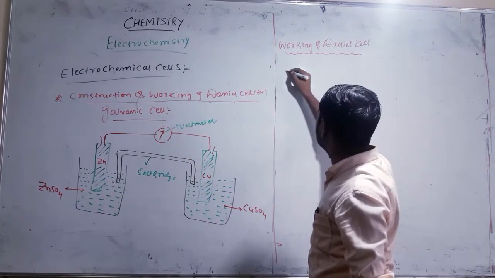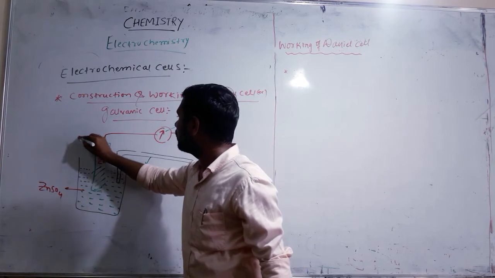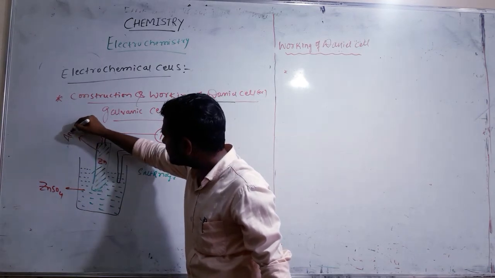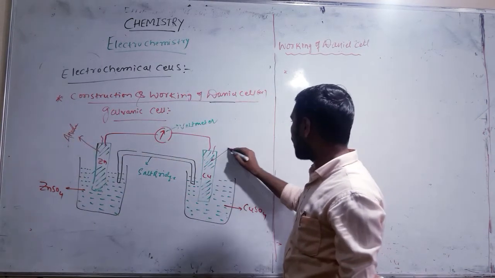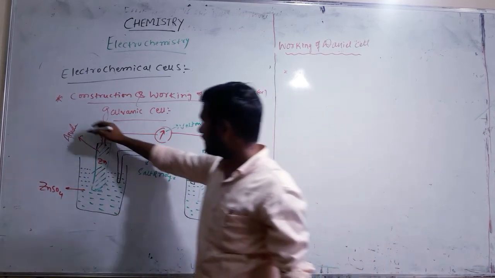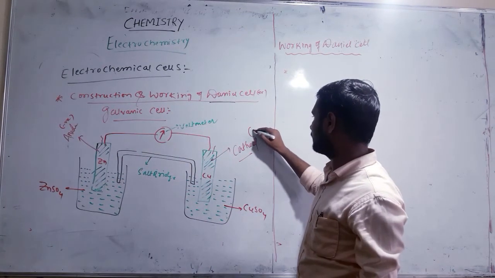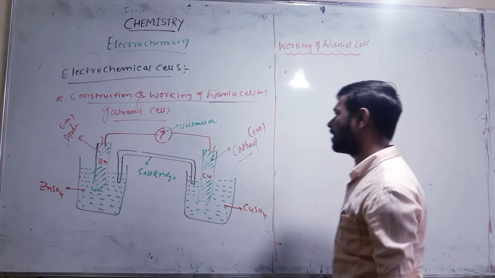The first point, this is called the anode. One more important point here: zinc is called the anode and copper is called the cathode. The anode is always negative. In electrochemistry, in this cell, the cathode is positive.